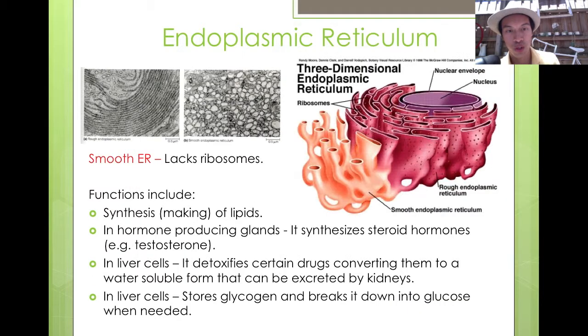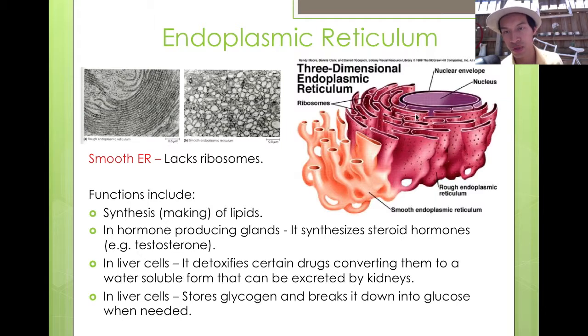Okay. The smooth ER, on the other hand, lacks those ribosomes. Smooth ER is endoplasmic reticulum that does not have ribosomes, and because it doesn't have ribosomes, it has nothing to do with proteins. Okay, and so here's a diagram of the rough ER.